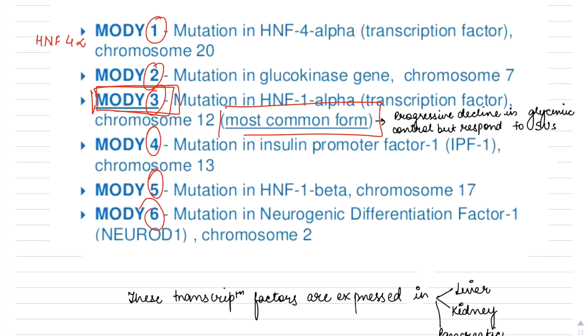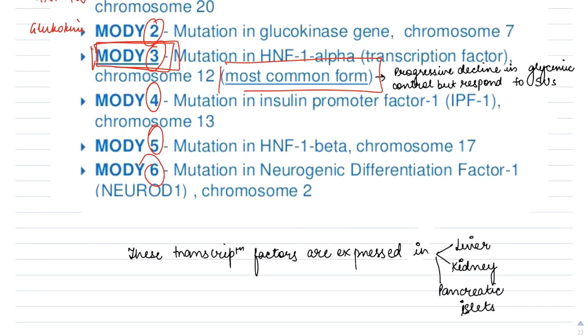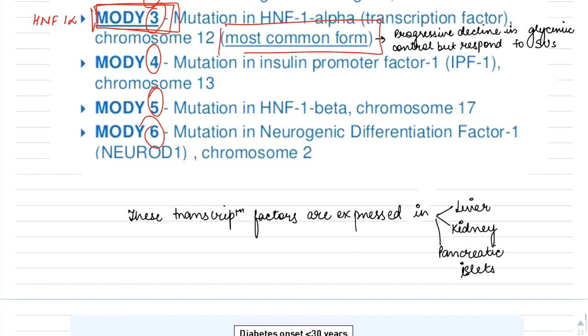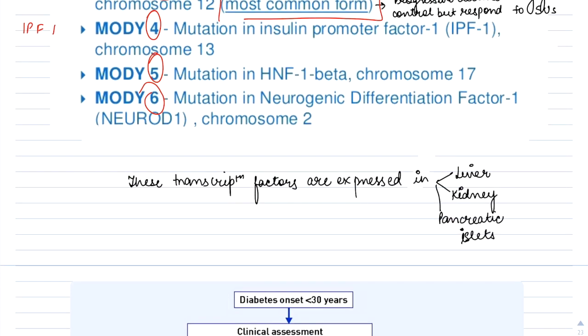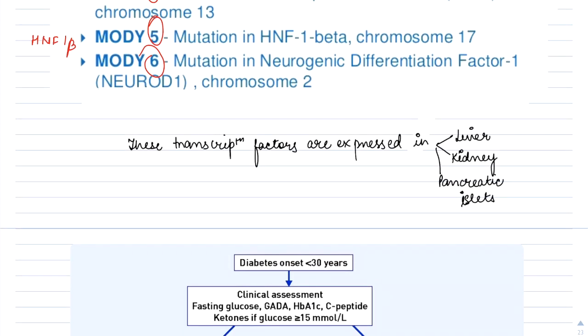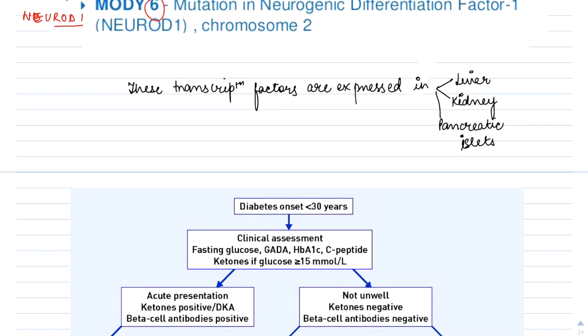MODY 2 is caused by glucokinase defect. MODY 3 is caused by defect in the hepatocyte nuclear transcription factor 1 alpha. MODY 4 is caused by the insulin promoter factor 1 defect. MODY 5 is caused by hepatocyte nuclear transcription factor 1 beta, while MODY 6 is caused by NeuroD1 defect, that is neurogenic differentiation factor type 1. Okay, so these were the defects in different types of MODY.